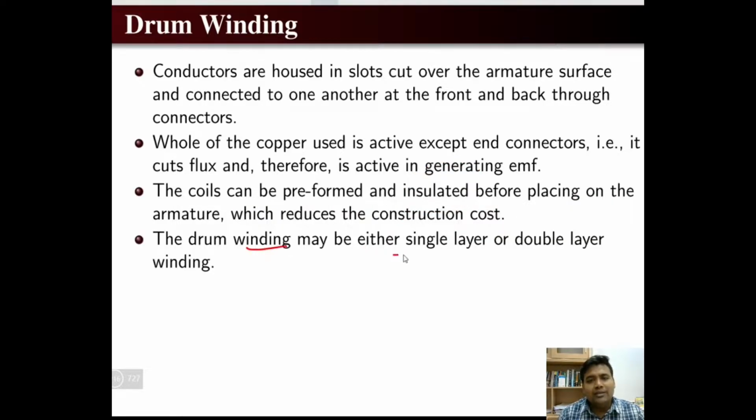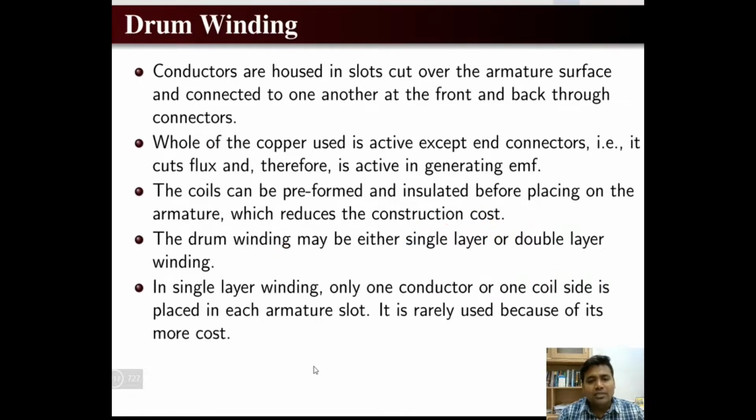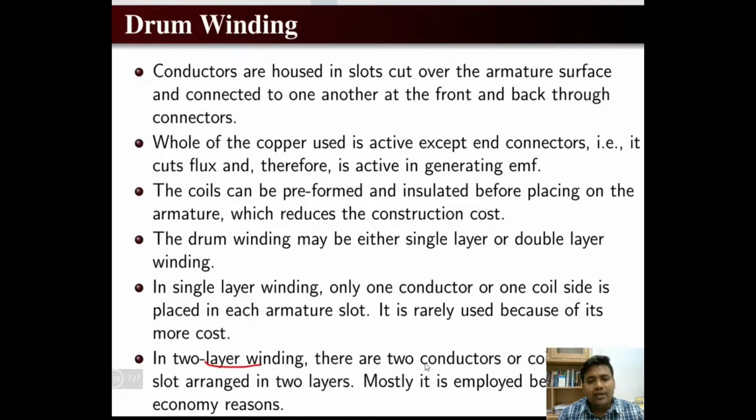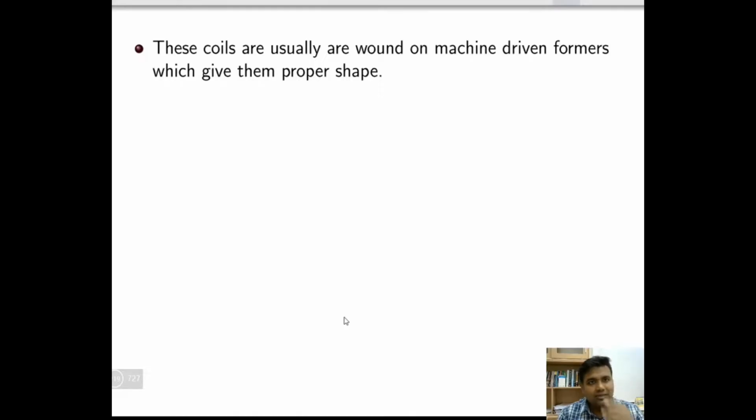Drum winding may be either single layer or double layer winding. In single layer winding, only one conductor or one coil side is placed in each armature slot. It is rarely used because of its higher cost. In two layer winding, there are two conductors or coil sides per slot, arranged in two layers. It is mostly employed for economic reasons. So single layer windings are not used, two layer windings are used.